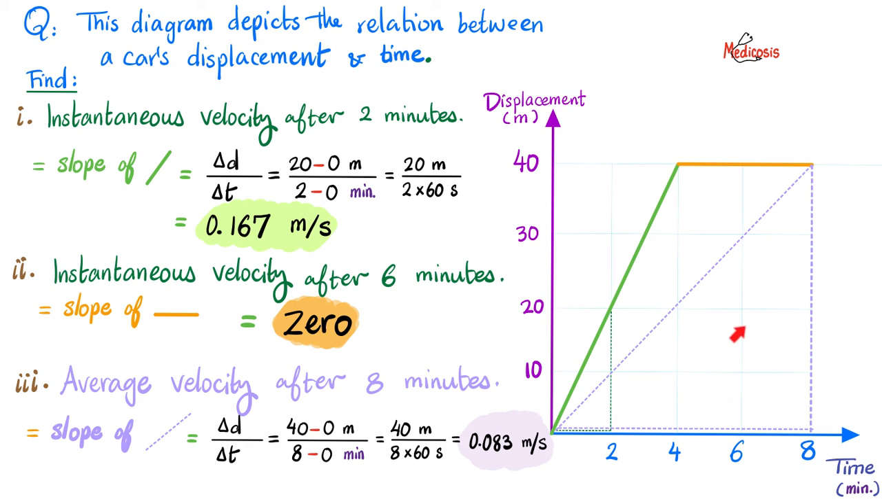Well, after 6 minutes, look at me. I am horizontal. So the instantaneous velocity at this instant is what? The slope is 0. I'm not moving. So 0 is the answer.